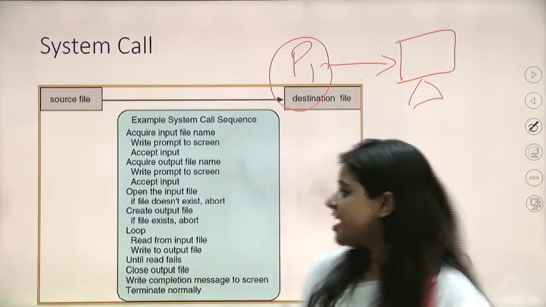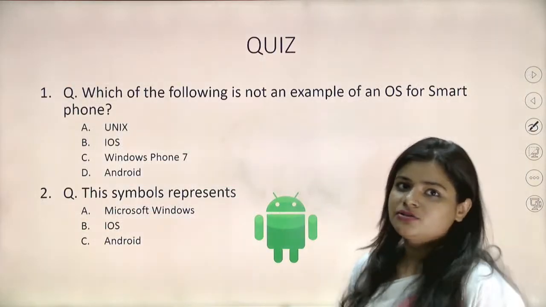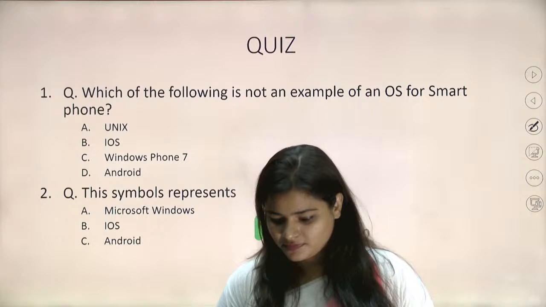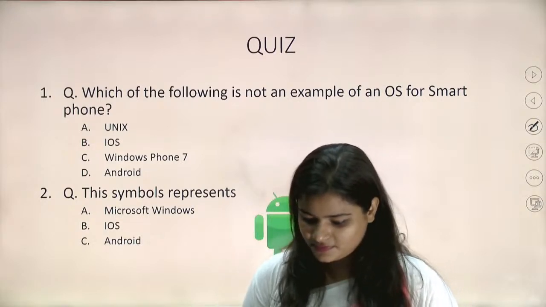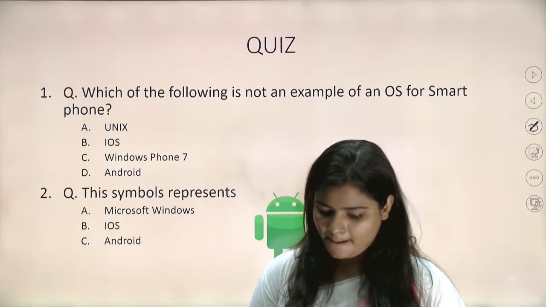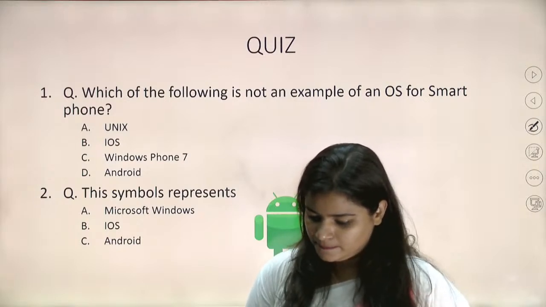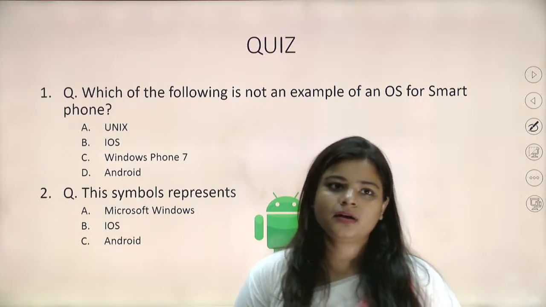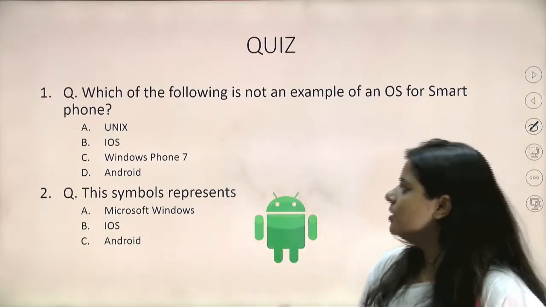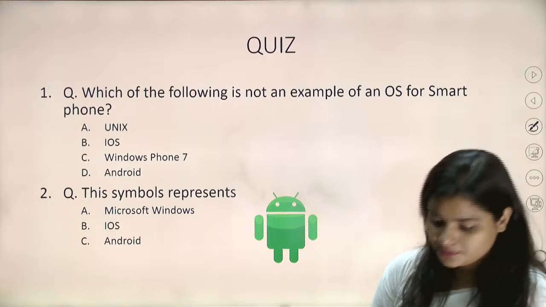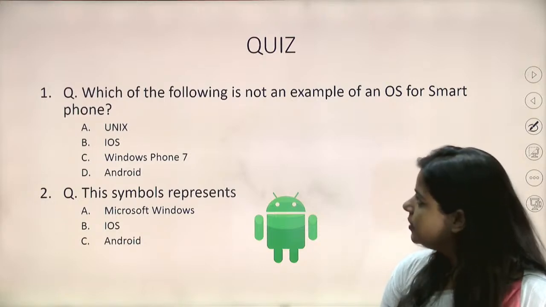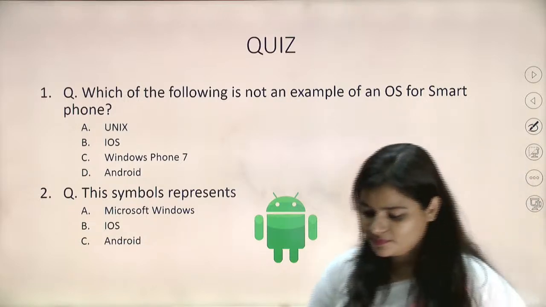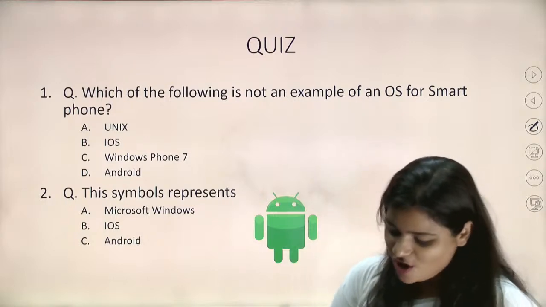Okay, so now it is time for our quiz. Students, read the question and give your answer in the chat box. Which of the following is not an example of an operating system for smartphones? It is not the example, beta.